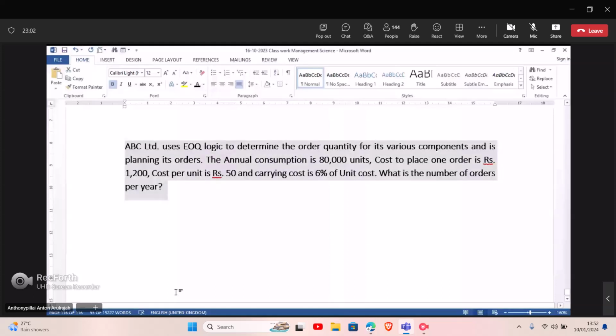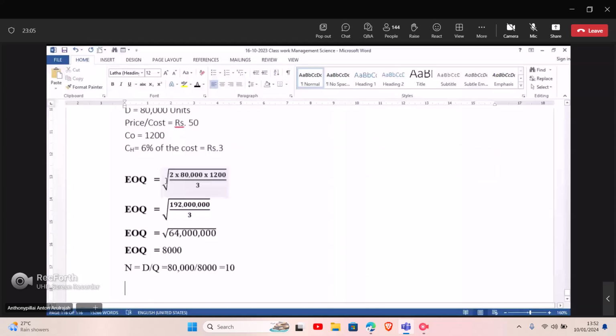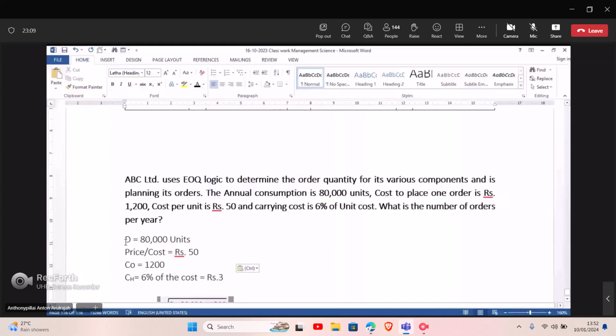So these are the answers, right? The demand is 80,000 units. The price is 50 rupees. CO is 1,200. And CH is 6%, given as a percentage of price. So 6 divided by 100 into 50. That is about 3 rupees.